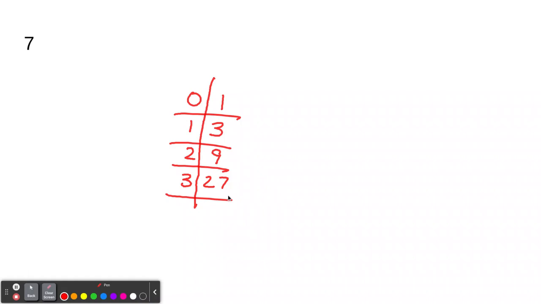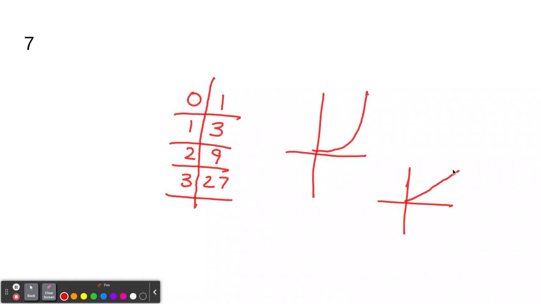Just going back to that question, let me write it again. 0, 1, 1, 3, 2, 9, 3, 27. So you do see an exponential growth here because 3 cubed is 9, 9 cubed is 27. You don't see a constant rate of change. You see this growth happening. So in general, if you see something like that, it's exponential. If you see a straight line, it's linear. Let's go to question 8.